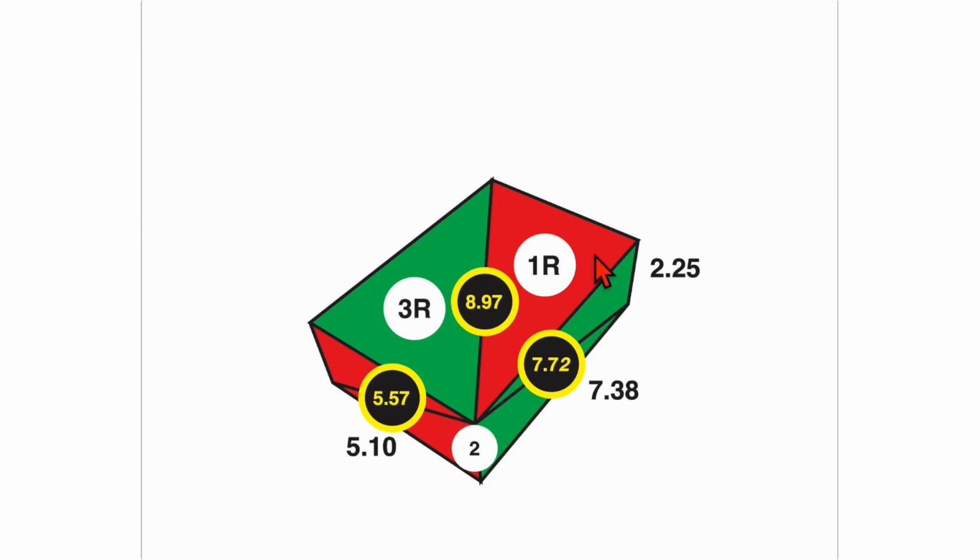Pyramid 1R, and the R means reflection or mirror image, is 5 10/100ths by 2 25/100ths, with a height of 7 38/100ths this way. And pyramid 3R is 7 38/100ths by 2 25/100ths, with a height of 5 10/100ths this way. These values are calculations of the diagonal of each face.